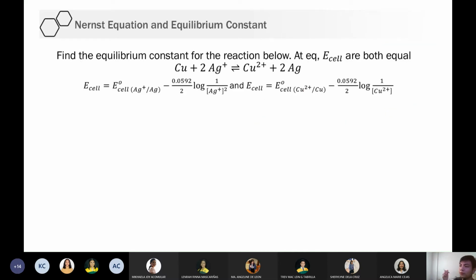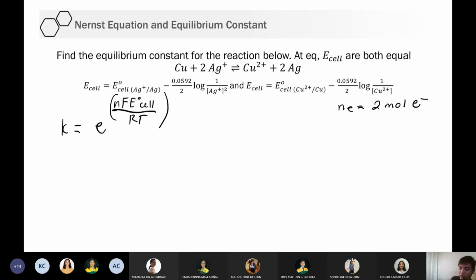Okay. So what do we know about this reaction? This reaction is same as yung mga previous na sinagutan natin, no? So in order to solve for K, that is the exponential nFE naught cell over RT. Okay? Yan yung gagamitin nating equation. What is n? n is the mole of electron, which is 2 moles of electron. F is the Faraday's constant, which is 96485 coulombs per mole.